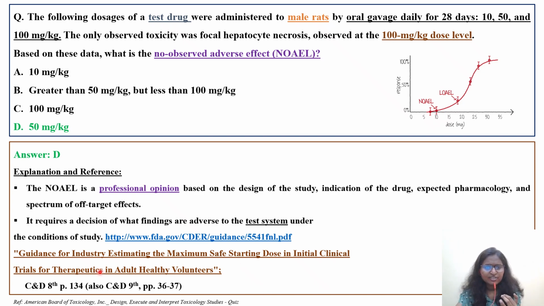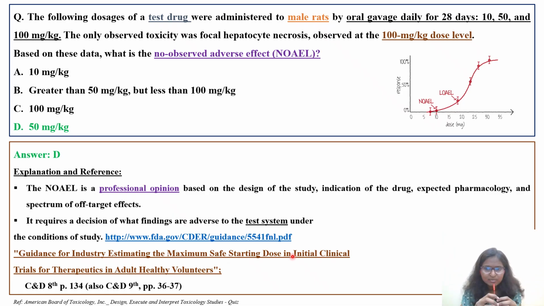This is the guideline for industry on estimating the maximum safe starting dose in initial clinical trials for therapeutics in adult healthy volunteers. So before initiating a phase 1 clinical trial, this particular guideline will tell us how to decide the first-in-human dose. This is about estimating the maximum safe starting dose, FIH, first-in-human dose.